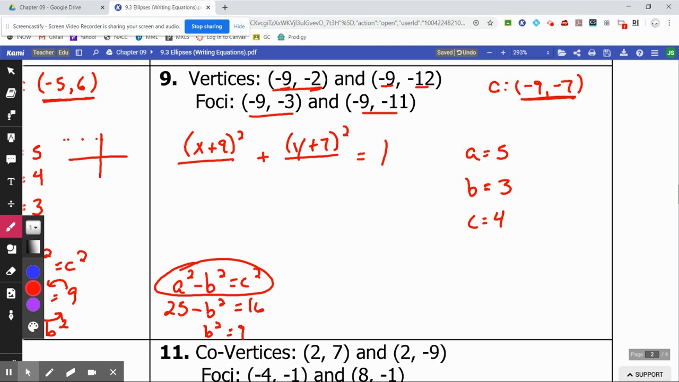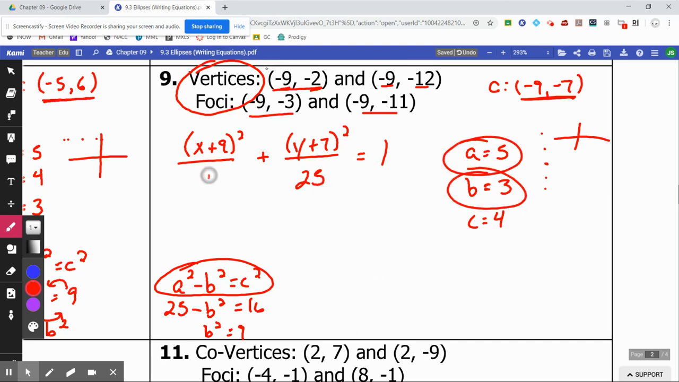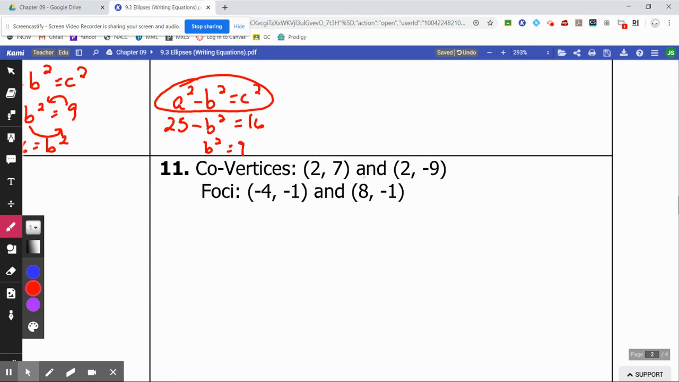So be careful with your numbers there. So therefore, is it horizontal or is it vertical? Negative 9, negative 7, somewhere down here is the center. Negative 9, negative 3, and negative 9, negative 11, or negative 2 and negative 12. That's going to be above and below. That means since the vertices and the foci are above and below, this is a vertical ellipse. So therefore, the largest number is going to go under the y's. So 25 under the y's, 9 under the x's.